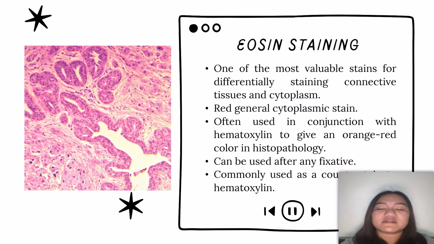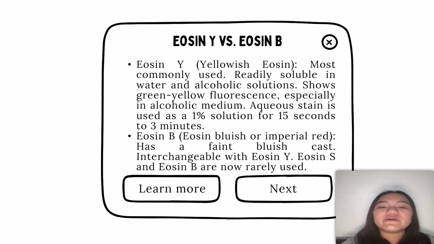Eosin staining is one of the most valuable stains for differentially staining connective tissues and cytoplasm. It is a red general cytoplasmic stain, often used in conjunction with hematoxylin, to give an orange-red color in histopathology. It can be used after any fixative and is commonly used as a counterstain to hematoxylin. We also have two types of eosin, eosin Y and eosin B.